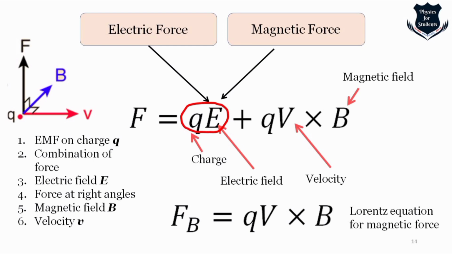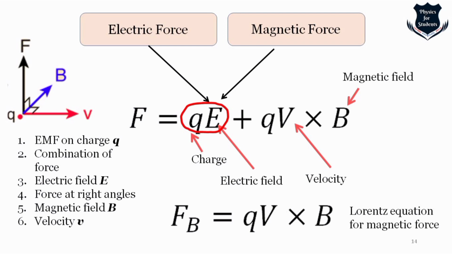Let me show it once more. This is the Lorentz equation. F_B is the magnetic force, Q is the particle's charge, V is the particle's velocity with respect to B, the magnetic field. What we have done is just take away the charge in the electric field, and we get what is called the Lorentz equation for magnetic force.